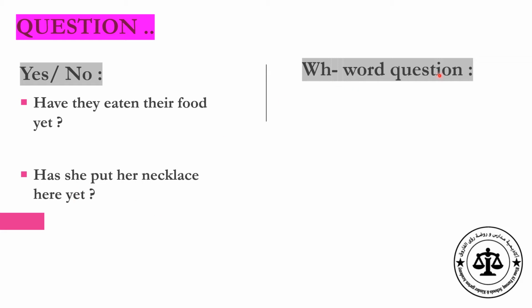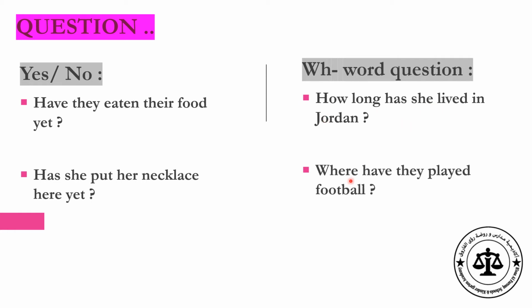What about the WH word question? We have lots of WH words like how many, how long, where, what, when, and so on. This is an example. How long, this is the WH word, and how long is used to ask about time. Excellent. If we want to answer this question, we can use since or for. How long has, this is the helping verb, she lived in Jordan? And another example in question form: where have they played football?